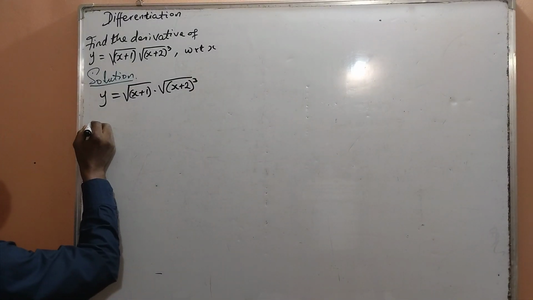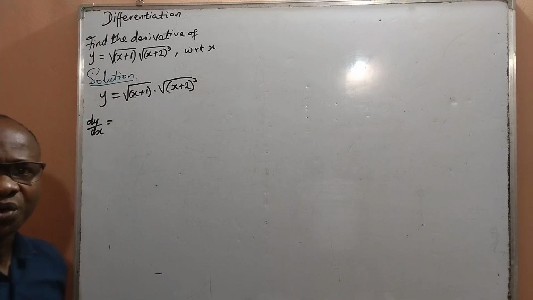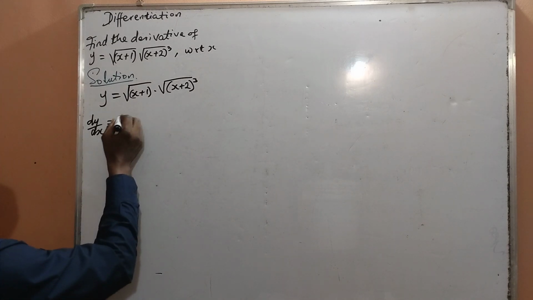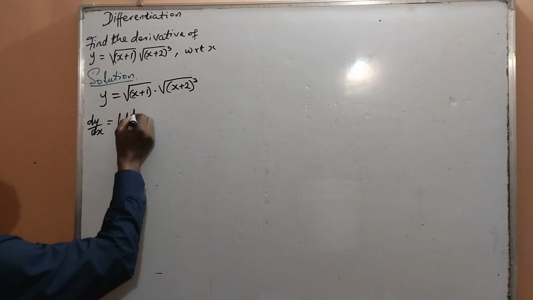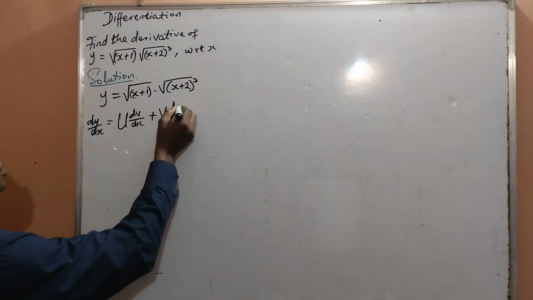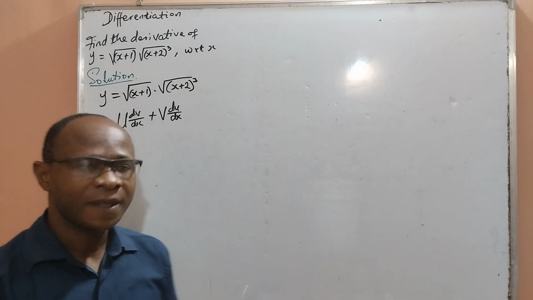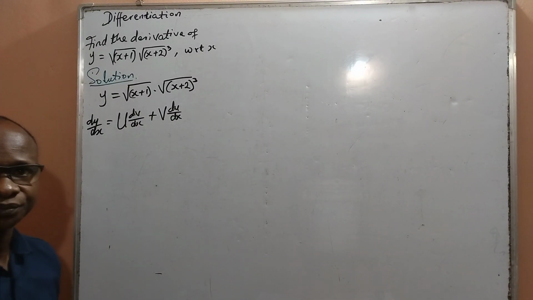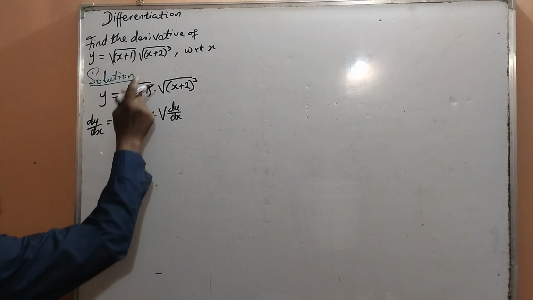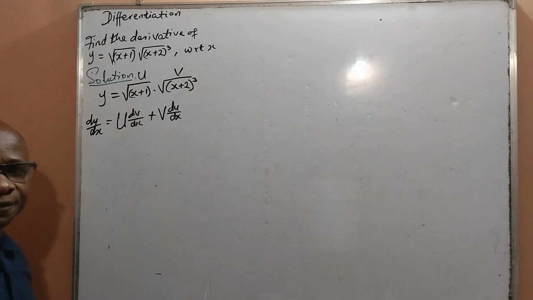By product rule, dy/dx, that is differentiating y with respect to x, of a product is given by u dv/dx plus v du/dx. This is the formula for product rule under differentiation. Now we move on. Let this be our u and this be v.